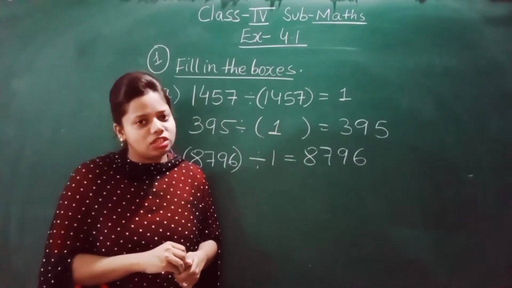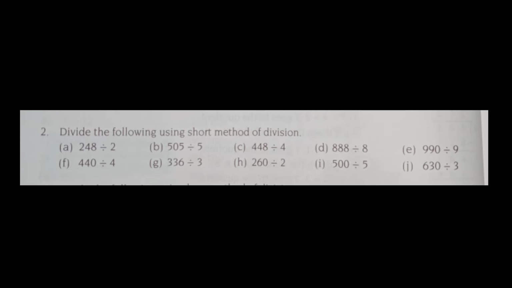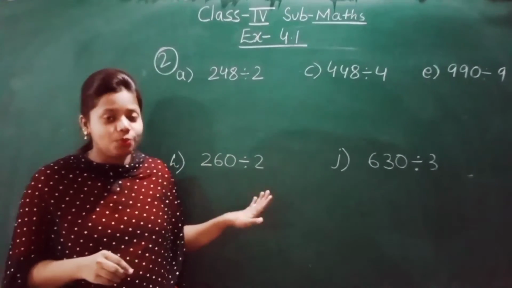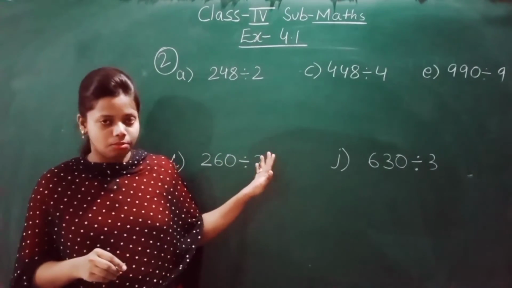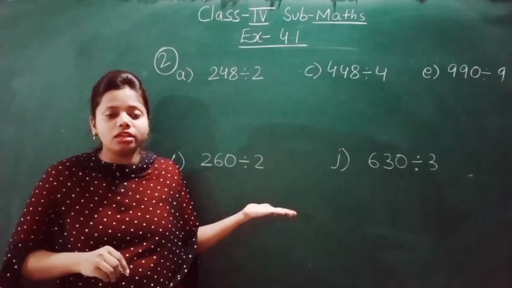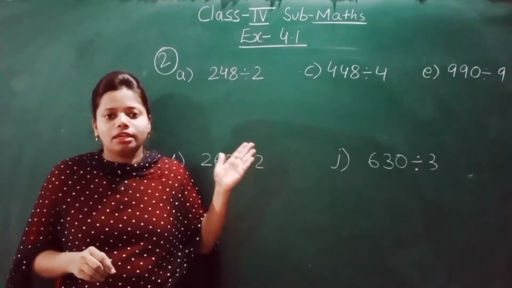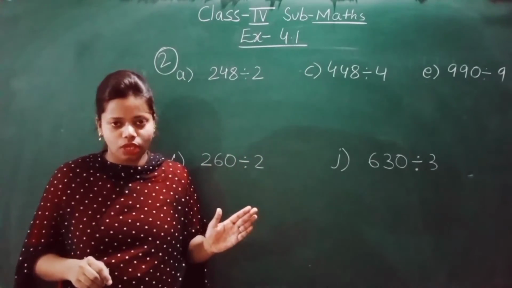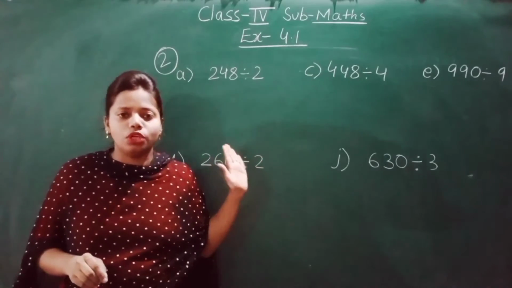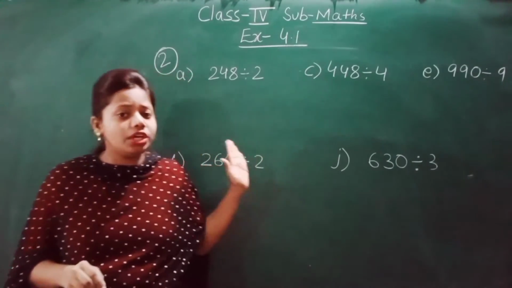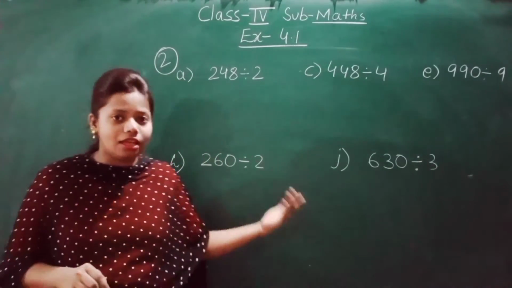Now let's see question number 2. Question number 2 is: divide the following using the short method of division. We are going to divide these numbers by the short method of division. I have already taught you short division in the recap.